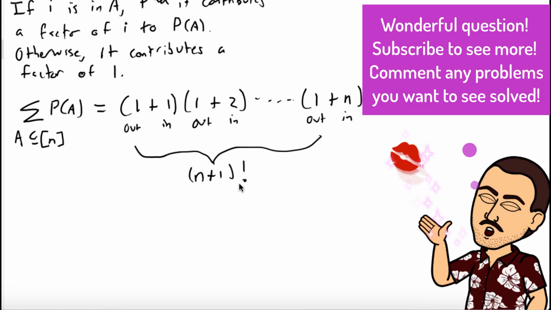But we don't want to include the empty set. That's when you pick out every time. So we have to subtract 1 from our final answer. So we can conclude that the sum over all non-empty subsets of the numbers 1 through n of this product is equal to n plus 1 factorial minus 1.